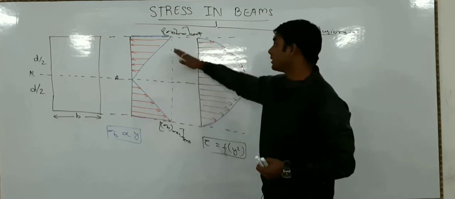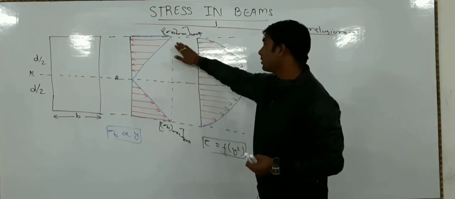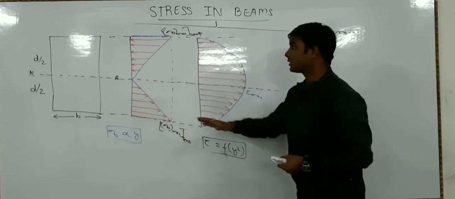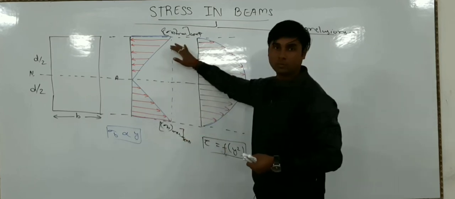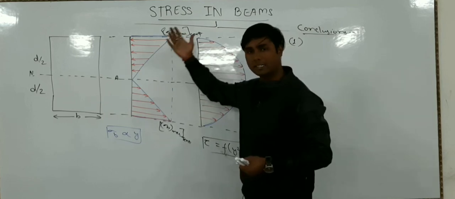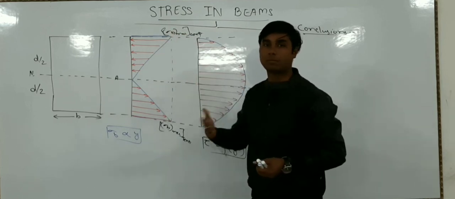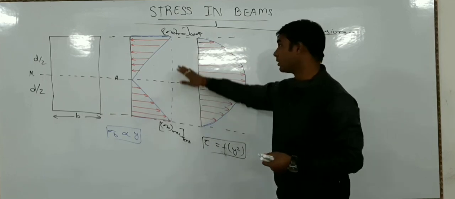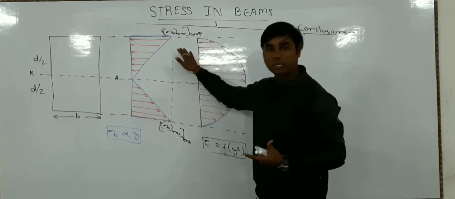But this is the clarity. Certainly we can say that sigma b will be there on the top fiber as well as on the bottom fiber. They are not going to be zero. We can clearly say that sigma b will have some value either in tension or in compression. Maybe it may be maximum or minimum, but it must have some value. It would not become zero.